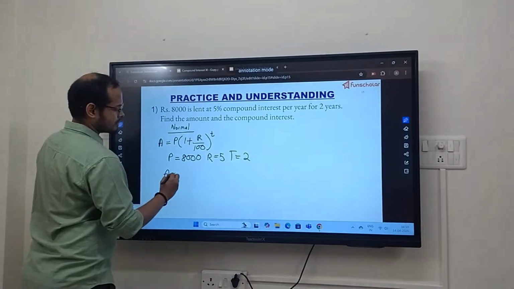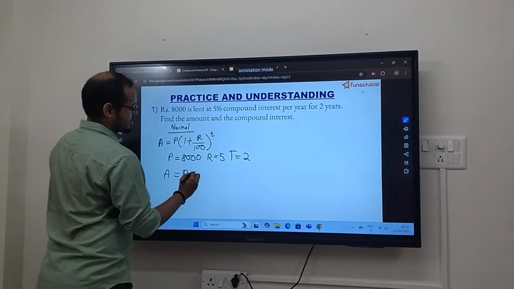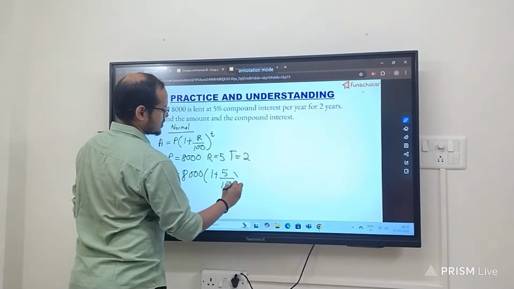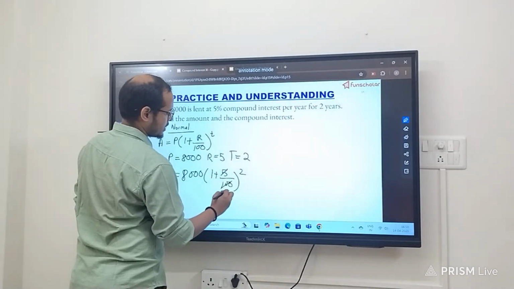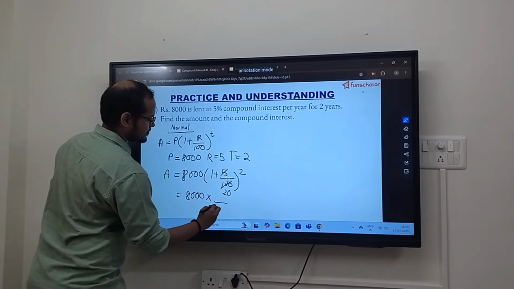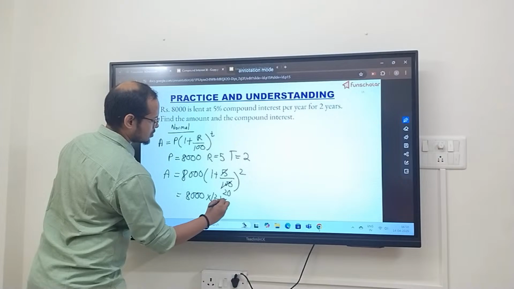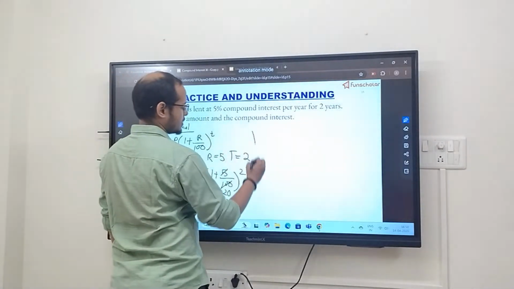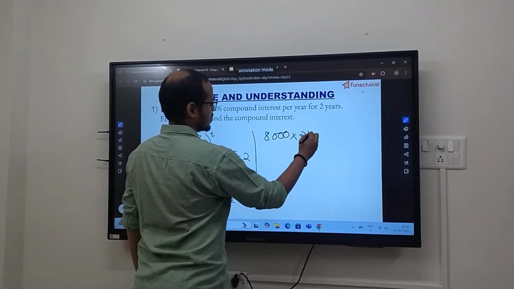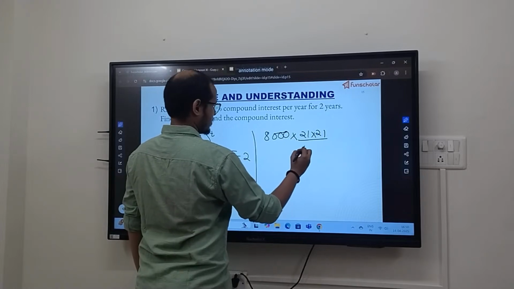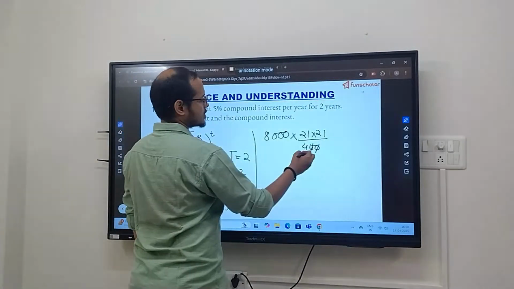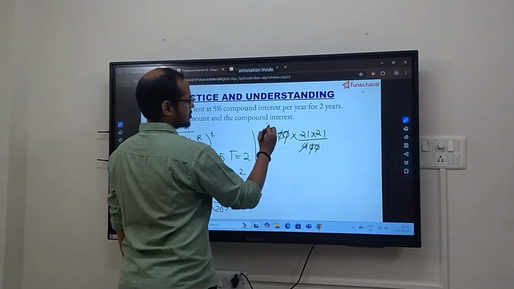So the amount, let's substitute the values here. It is 8000 times (1 plus r by 100) to the power 2. This will give us 20 by 21 whole square, so 8000 into 21 into 21 by 400. Two zeros cancel out two zeros, and 4 will cancel out this 20.